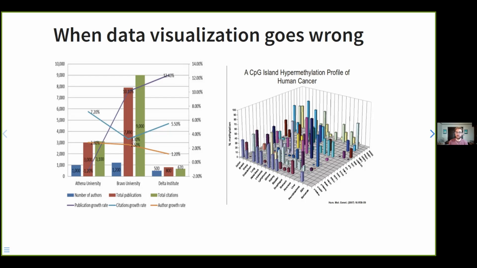Another issue is that these dual y-axes are conflating two completely different scales. And so it's suggesting to the audience that there's a similarity between, say, 9,000 and 12% that isn't really the case. That's just an arbitrary choice made by the plotter. So it's a little bit misleading as well.